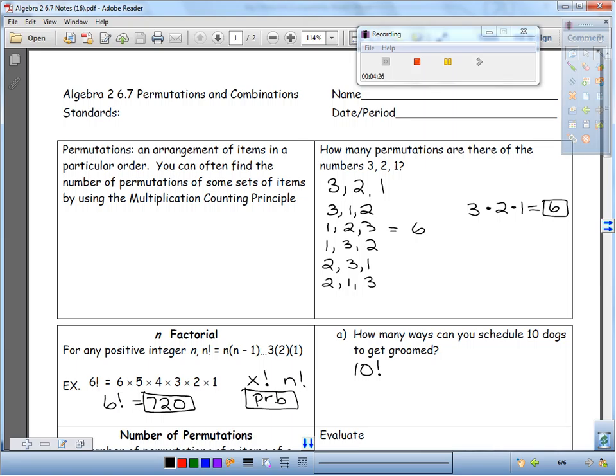Wow. Lauren, what did you get? 3,628,800. Everyone able to get that number? Okay. So I can arrange 10 things in 3,628,800 different ways. Lots of fun.